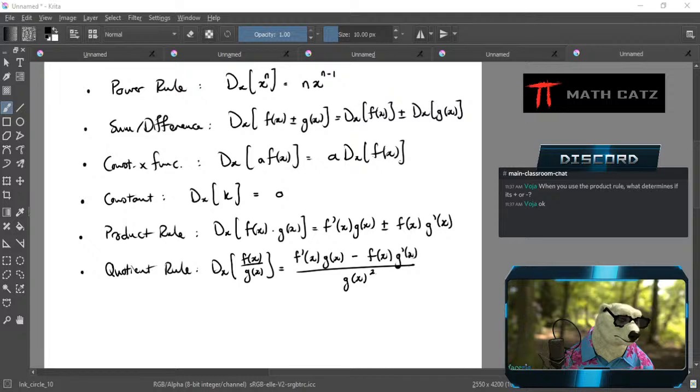There's no other way. I have a question here in Discord. When you use the product rule, what determines if it's a plus or a minus?